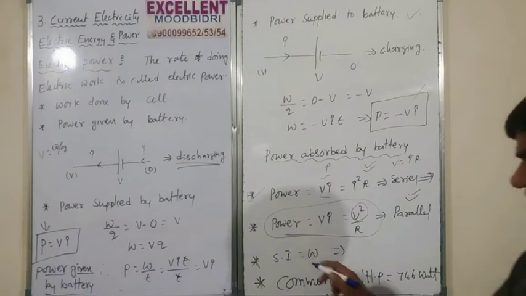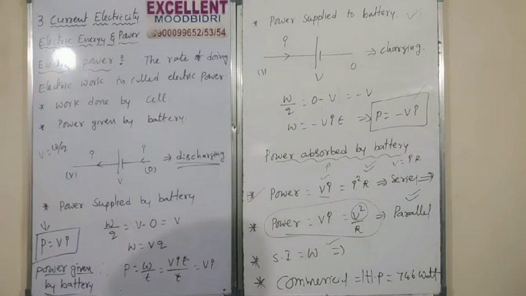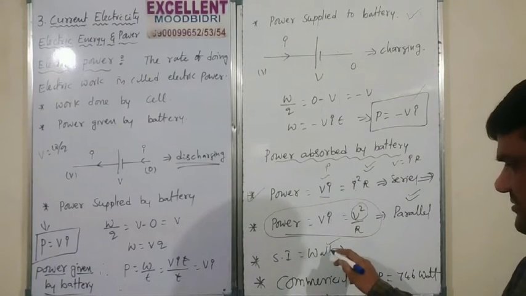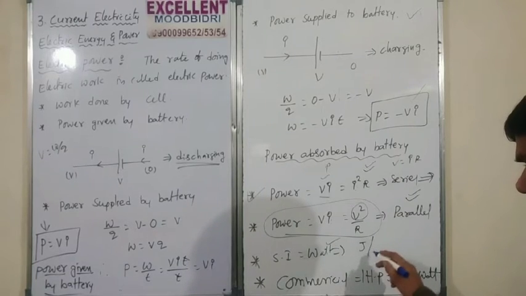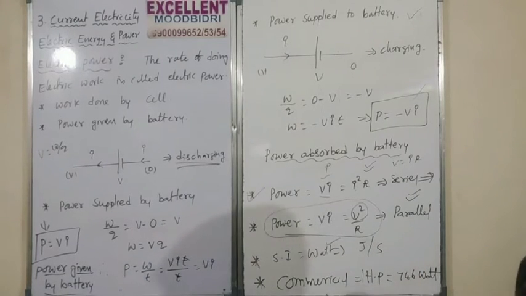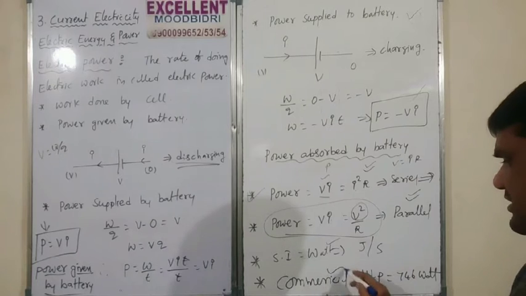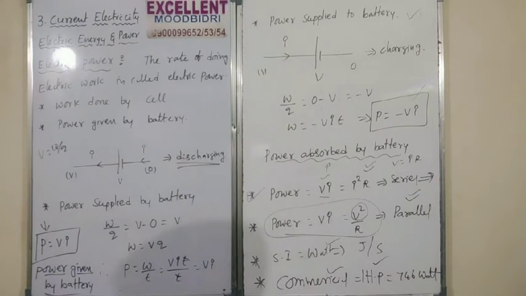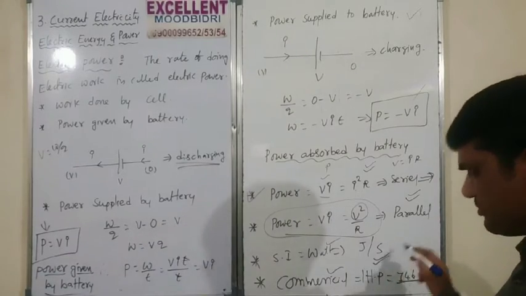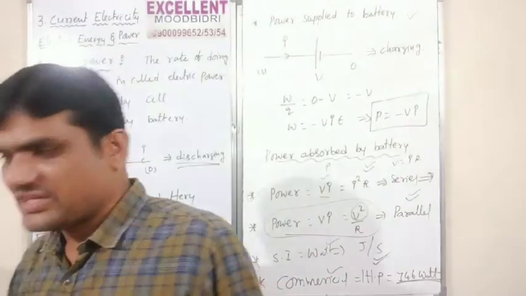Okay. Next, the SI unit of power is watt only, right? Watt is nothing but joule by second. Next, commercially we have to use horsepower. 1 horsepower is equal to 746 watts. Correct? So for commercial purposes, you have to use this power unit. Right? Okay, next.